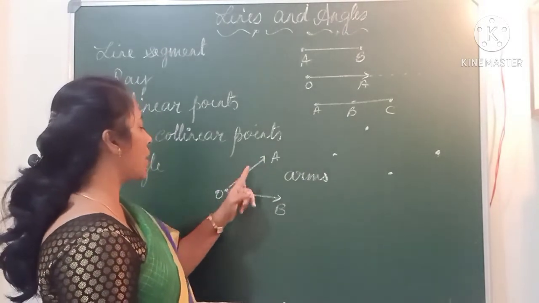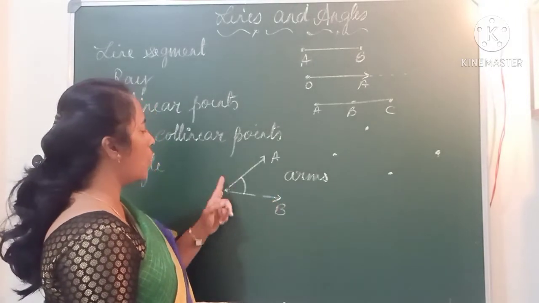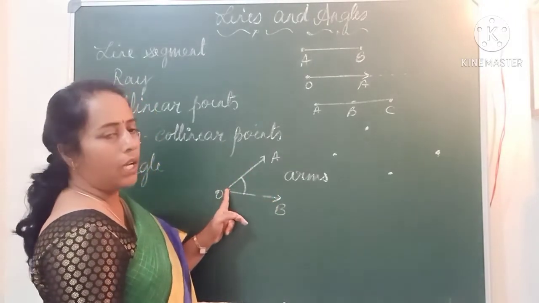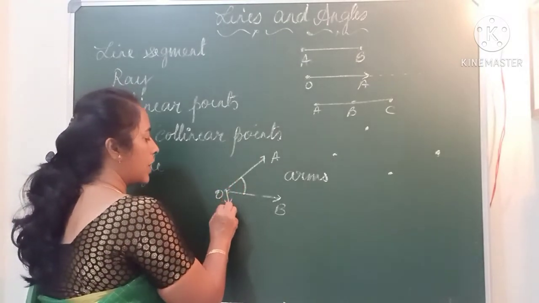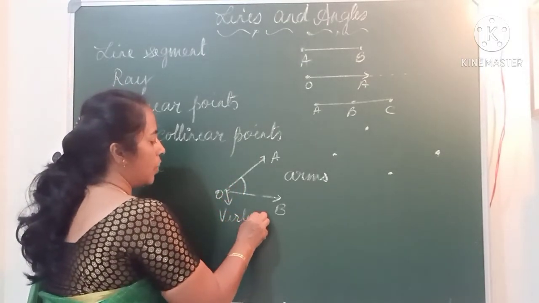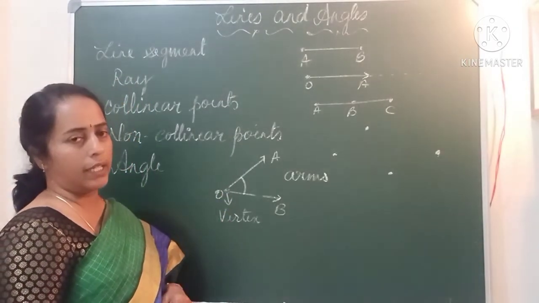So how will you name the angle? Angle AOB or angle BOA. This is called the point at which the angle is forming, so that is called the vertex of the angle. So angle O: the point O is said to be the vertex of the angle.